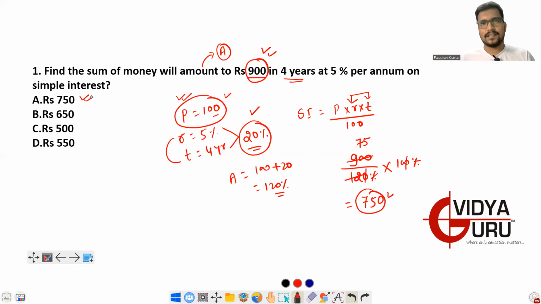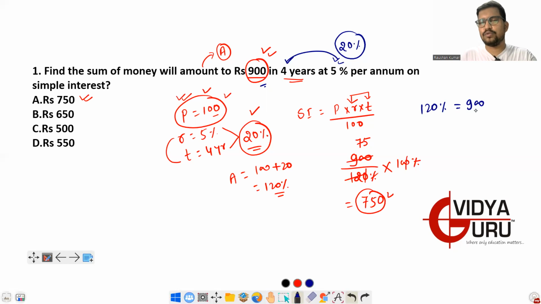Try to understand the concept again. Now I have written P here, but next time we won't write P is equal to 100, R is equal to 5%, T is equal to 4 years. We will simply think like this: find the sum of money that will amount to rupees 900. In our mind, the amount is given, the time is 4 years, and the rate of interest is 5%. If you multiply these two, we get 20%. So out of 100 we get 20 rupees as interest, so the amount will be 120%. So we can say that 120% should be the value of how much?